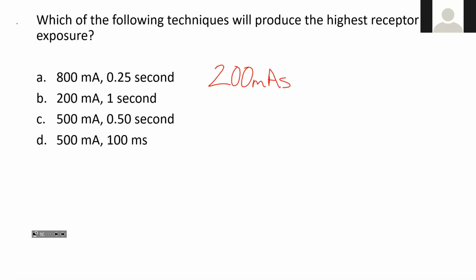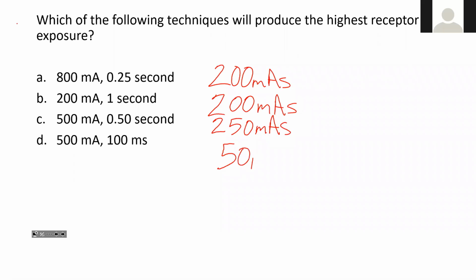We have 200 mA and 1 second, that would be 200 mAs. We have 500 mA and half a second, would be 250 mAs. We have 500 mA and 100 milliseconds, that's 50 mAs. The highest mAs wins.